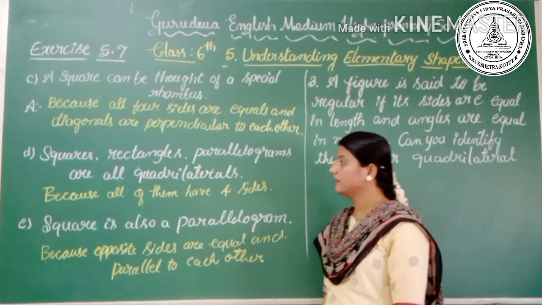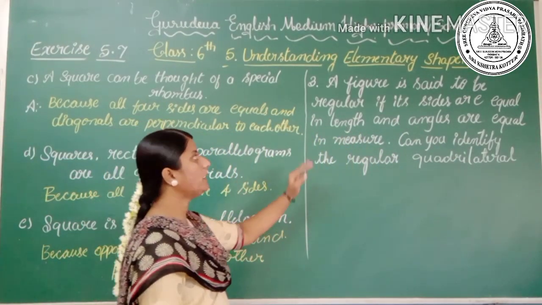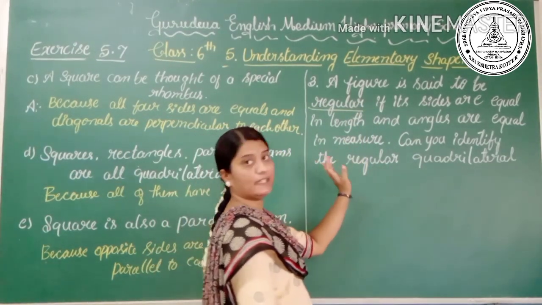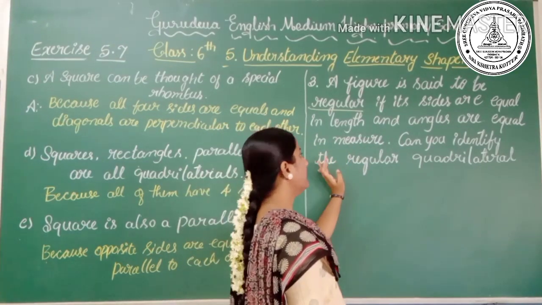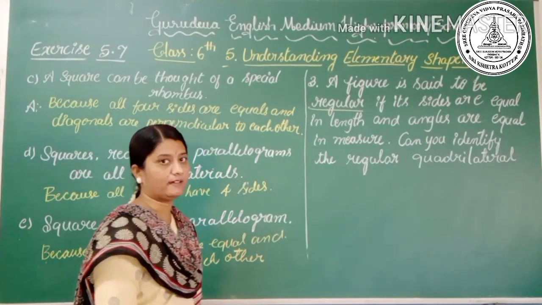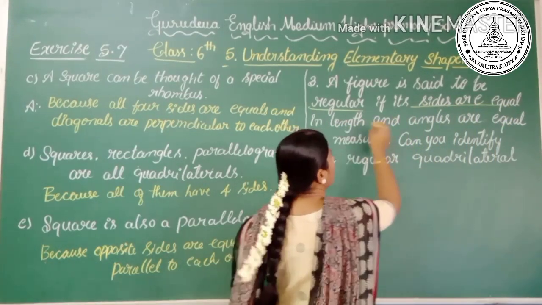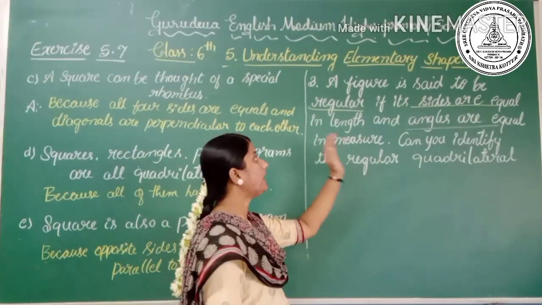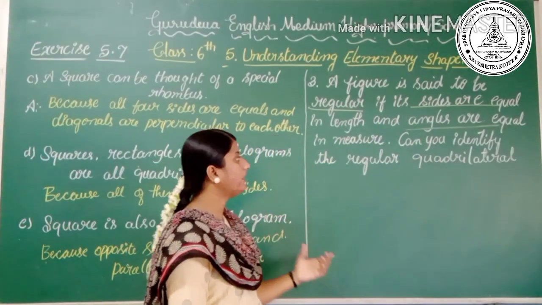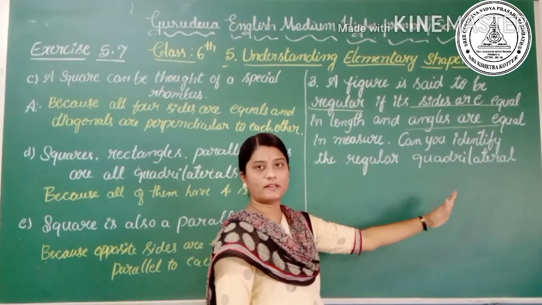Then let's go to the third main question. A figure is said to be regular if its sides are equal and angles are equal in measure. So can you identify the regular quadrilateral? Yes, here regular means the sides are equal and the angles are equal. So if a quadrilateral has sides of equal length and angles of equal measure, then it is called a regular quadrilateral.